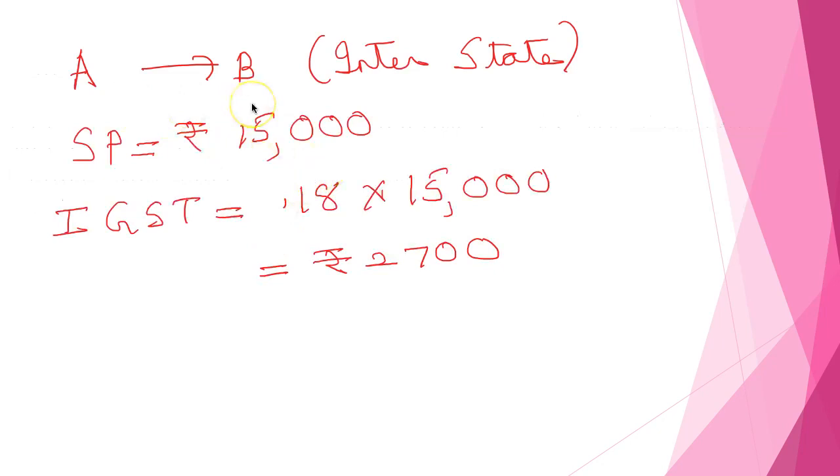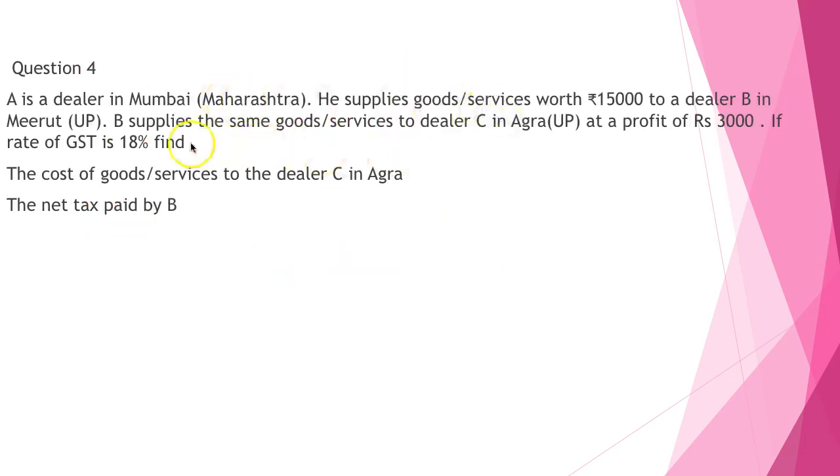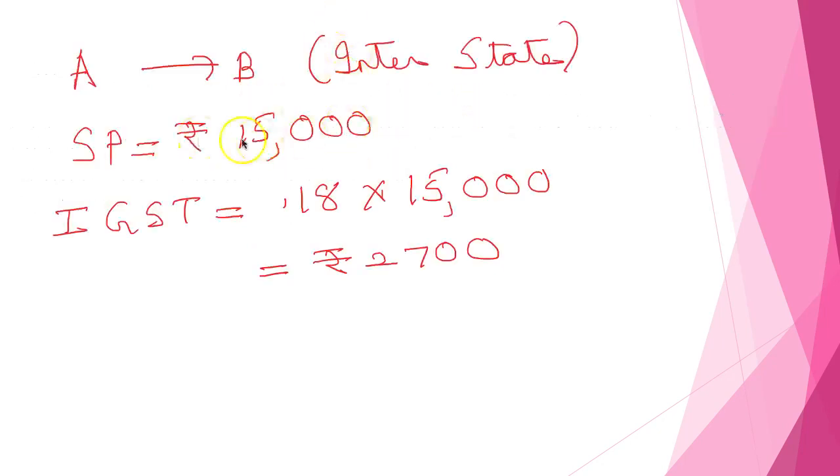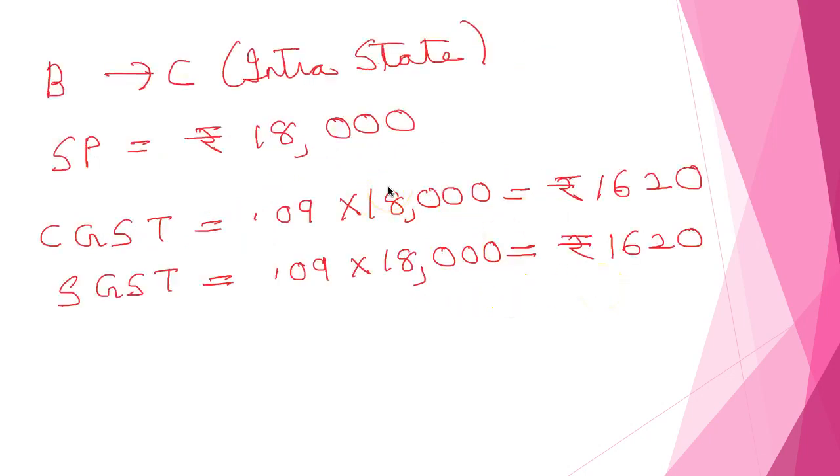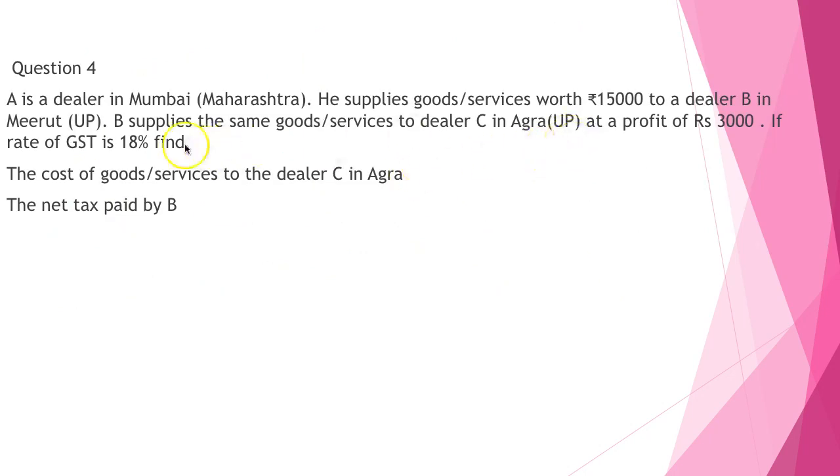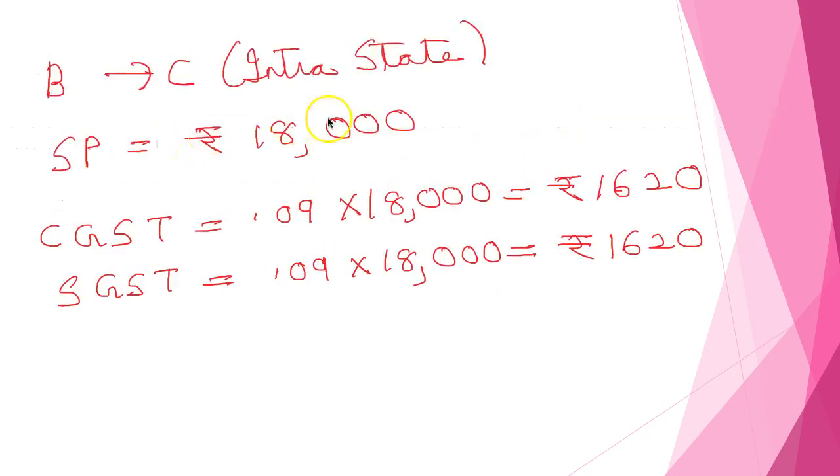Now A to B, this is Mumbai to Meerut. So it's an interstate transfer. Selling price is 15,000. So we have the IGST, that is 0.18 into 15,000, which is 2,700. B to C is Agra to Agra, so it is intrastate. Selling price is 18,000 because there's a profit of 3,000.